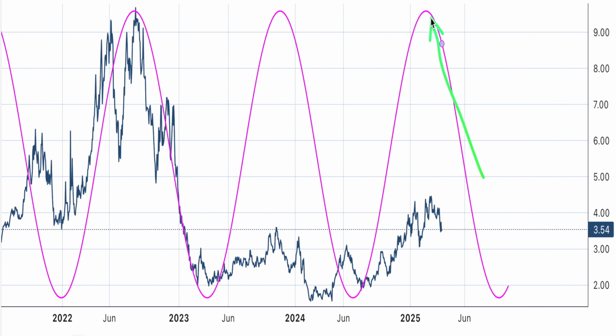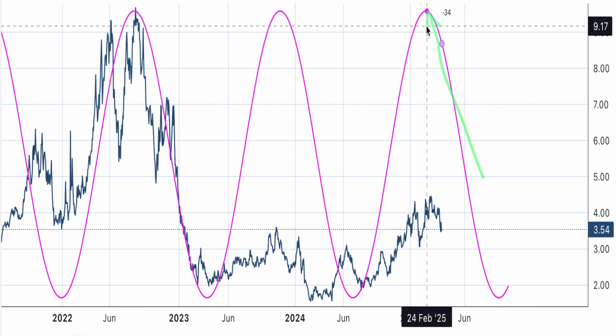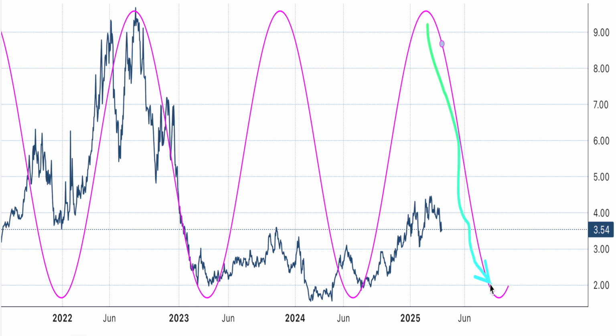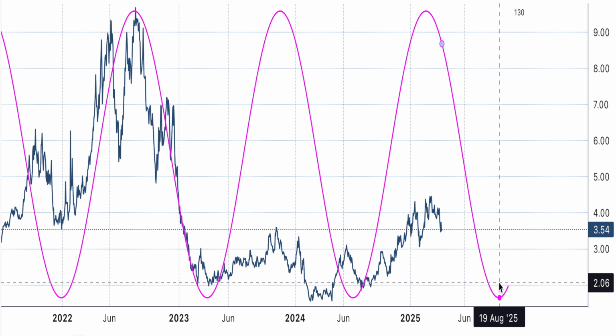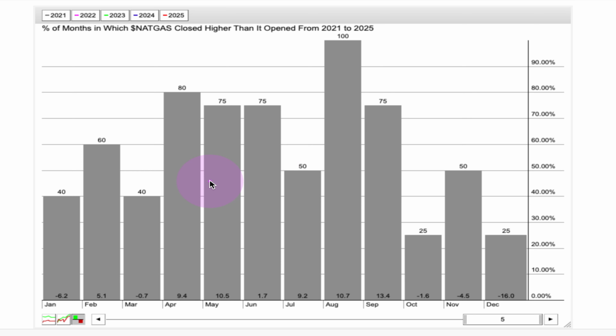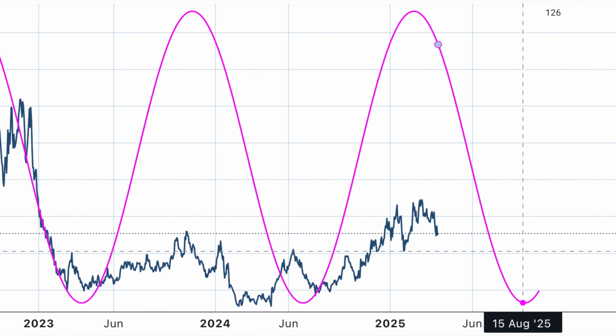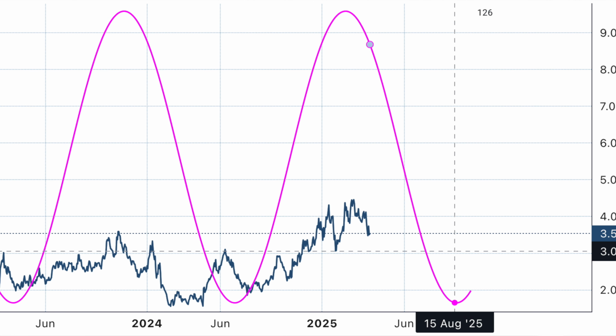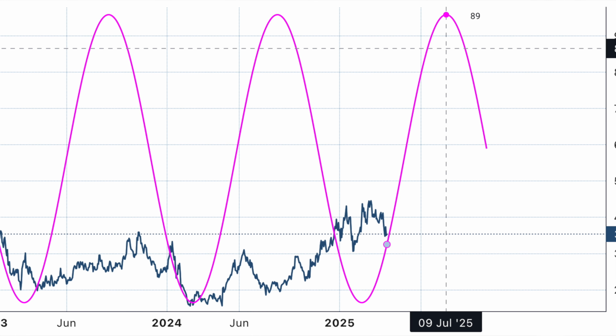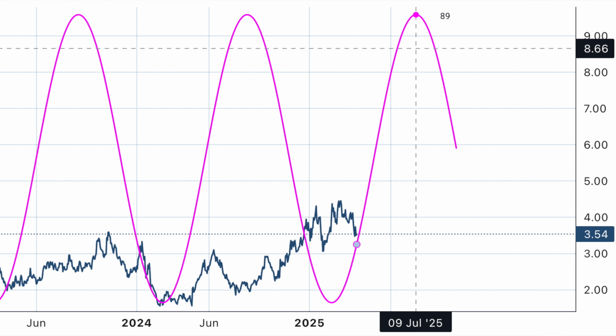On the other hand, we also have the 329 daily cycle, which peaked on February 20th of 2025 and is now trending downward into August 18th of 2025. But according to seasonality, August is historically a strong month. Again, we're seeing the spectrum cycle and seasonality move in opposite directions. At first, I was leaning more towards the 329 cycle, but now I'm keeping an eye on both to see which one starts to assert itself more clearly.